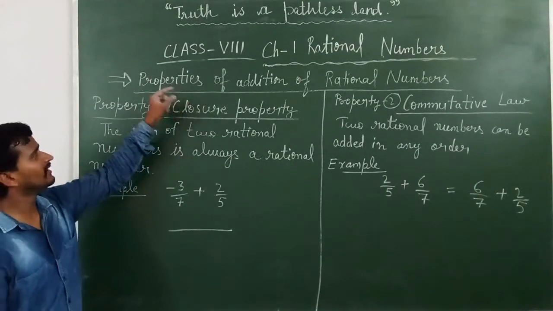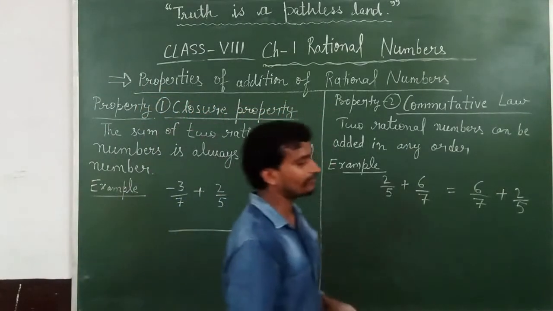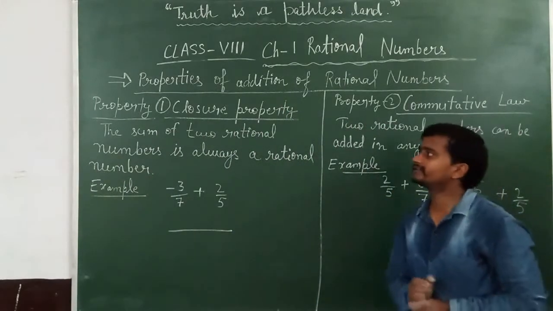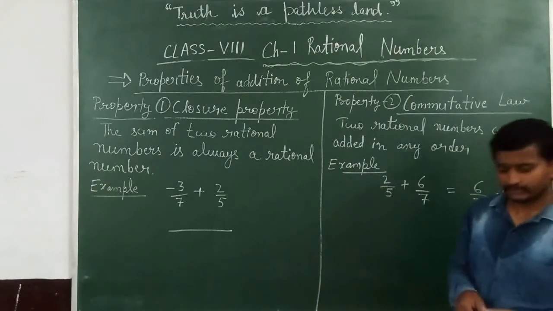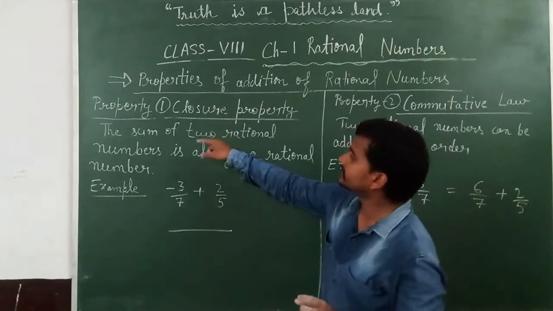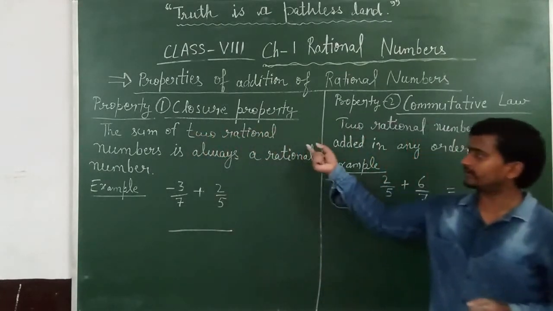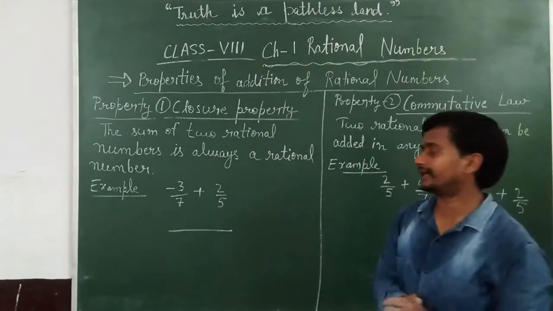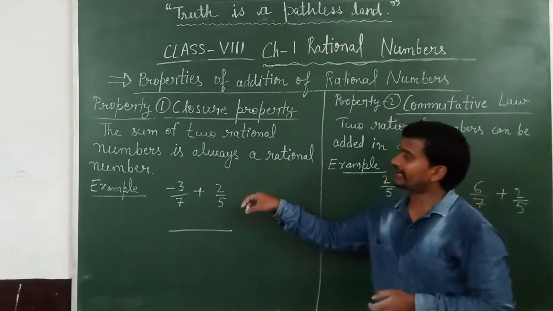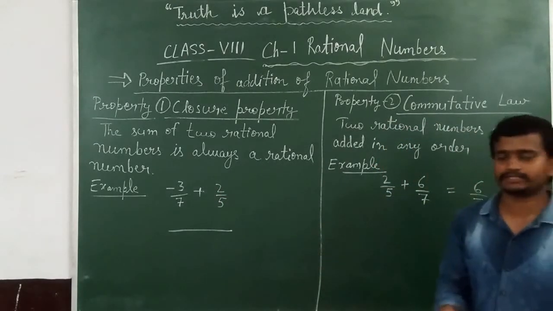Next is properties of addition of rational numbers. Here the first property is closure property. What is closure property? Its definition is the sum of two rational numbers is always a rational number. If two rational numbers are added, then their answer will always be a rational number.